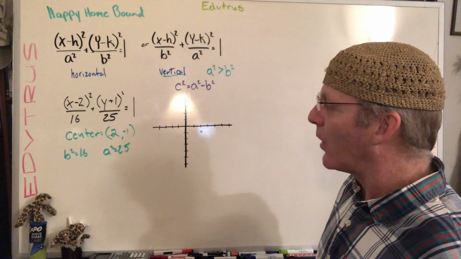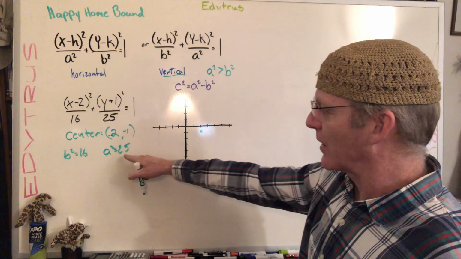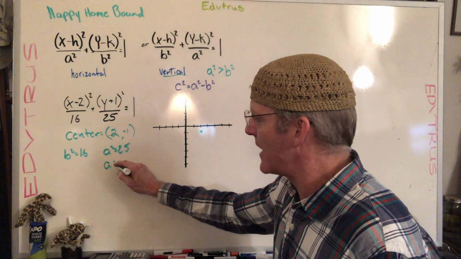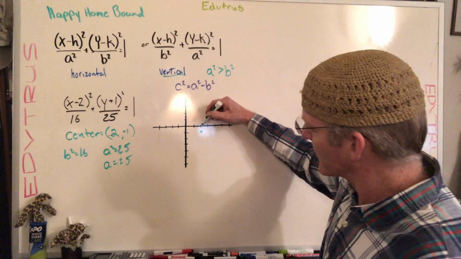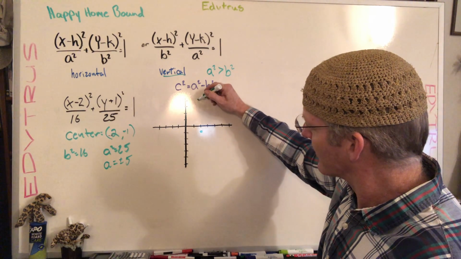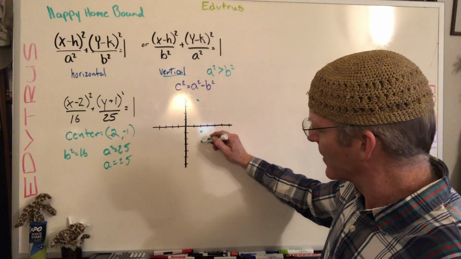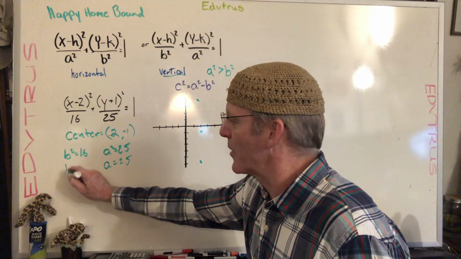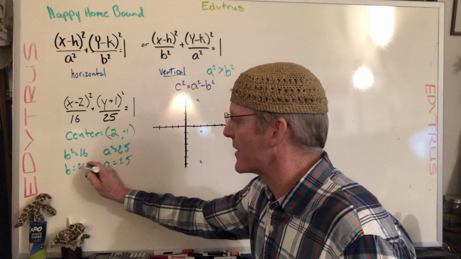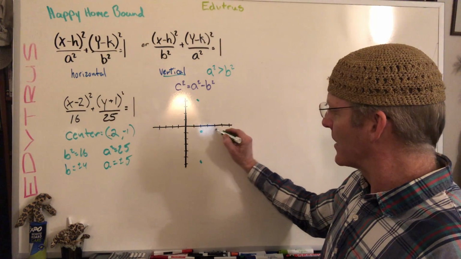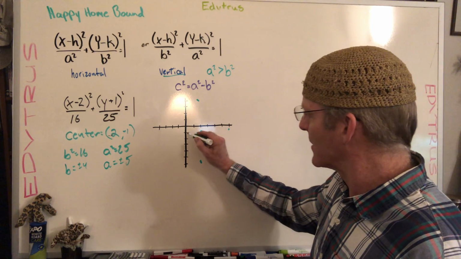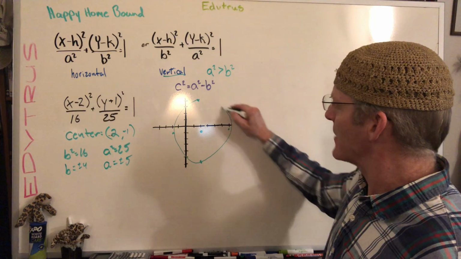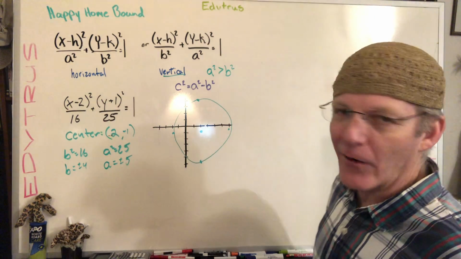Okay? So from our center here, since we know it's vertically oriented, the longer amount, a, square root both sides. We have plus or minus 5, so I'm going to go up 1, 2, 3, 4, 5 units, and down 1, 2, 3, 4, 5 units. And then square root both sides here and get b is plus or minus 4. So I'm going to go over 1, 2, 3, 4, 1, 2, 3, 4, and there's our ellipse. Now, mine looks more like an egg, I know.